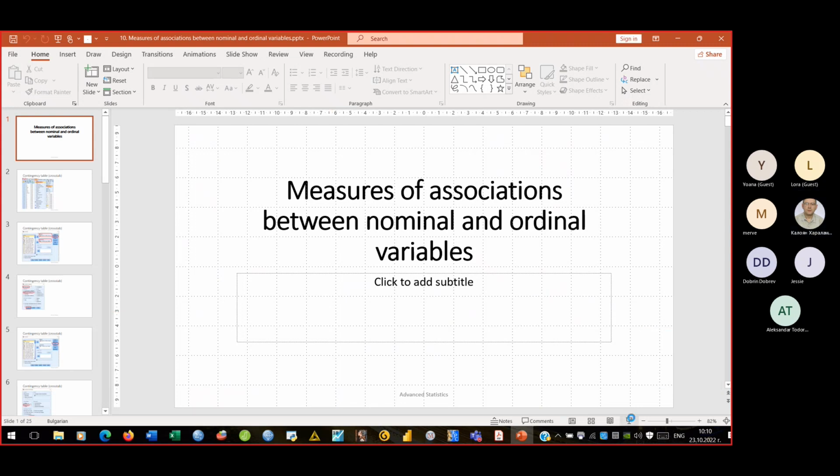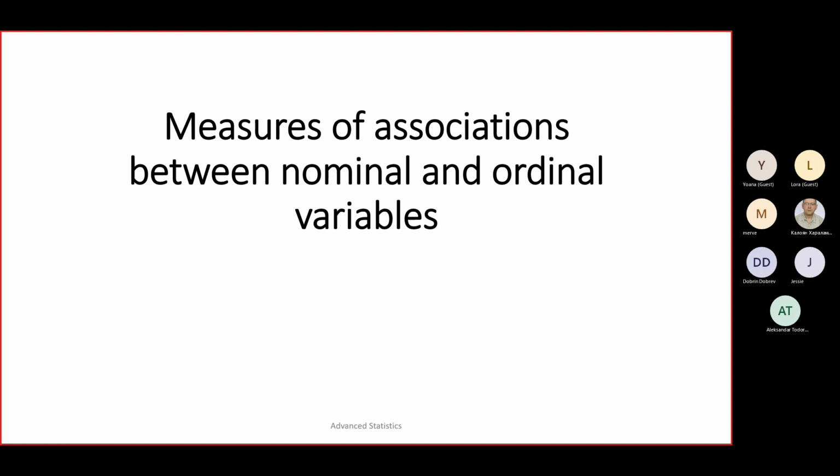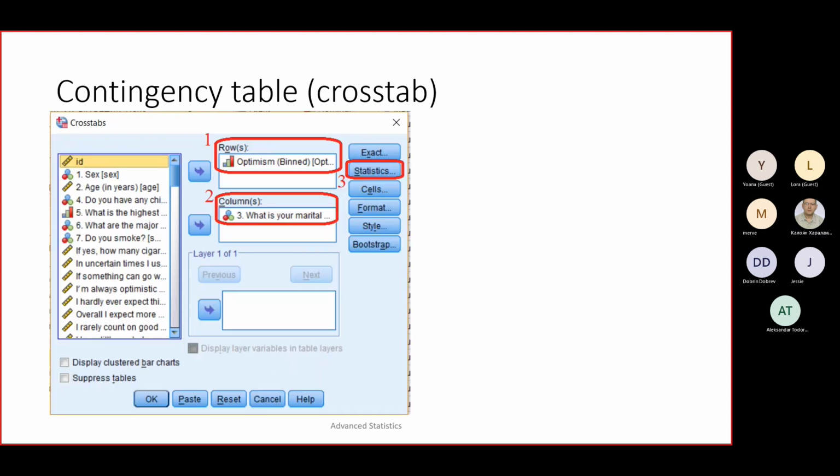And the combination, the dependent variable will be this variable optimism, but optimism R, where we have three categories: below the norm, in the norm, and above the norm. And the independent variable will be marital status.